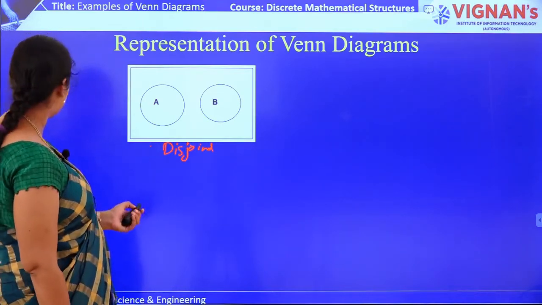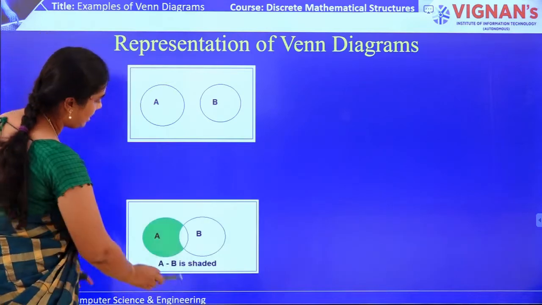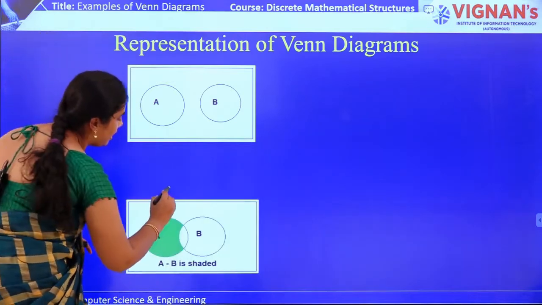Okay. When coming to the second one, see over here, this is represented for A.